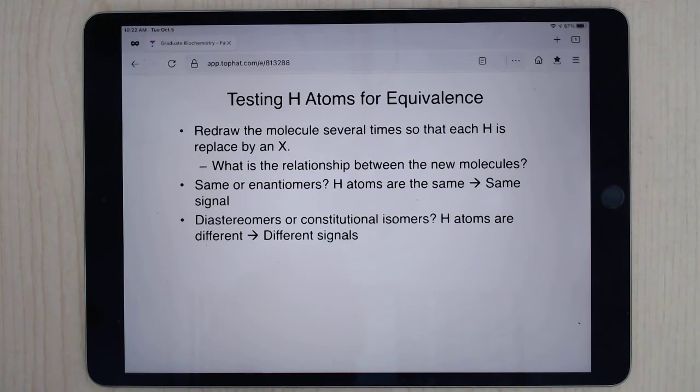If instead they're going to be constitutional isomers, they have no relationship to each other, there's no way that I can rotate or flip the molecule to get this molecule with the X to look exactly like this molecule with the X. That means those two hydrogens that we substituted for the X must be different, or if they give diastereomers, also different. Okay, so lots of examples here.